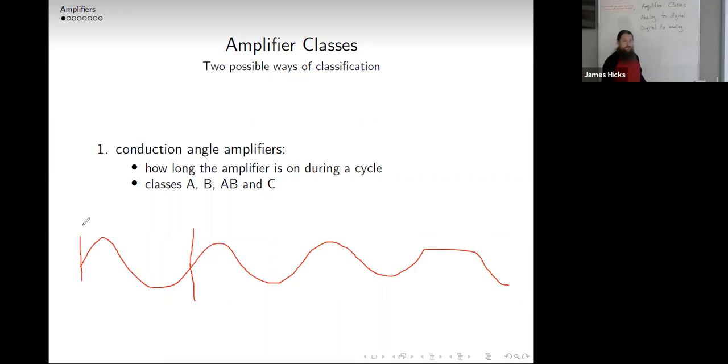The conduction angle amplifier is referring to how long it's actually amplifying relative to one period of the input signal. The reason it's called conduction angle is because one period is 360 degrees. That's the conduction angle, how much of that period the amplifier is turned on for. And these are going to come in 4 different classes: A, B, AB, and then class C.